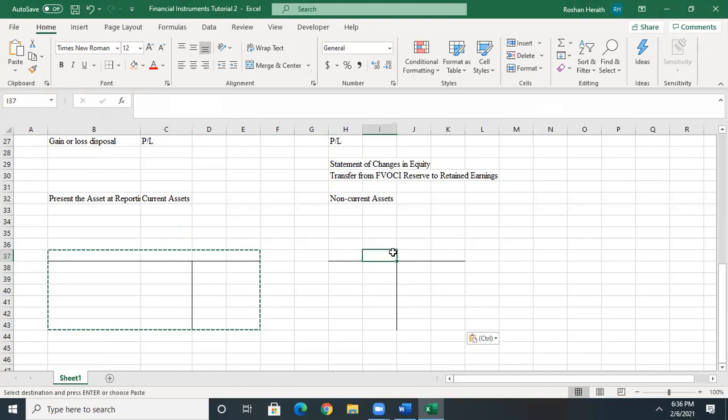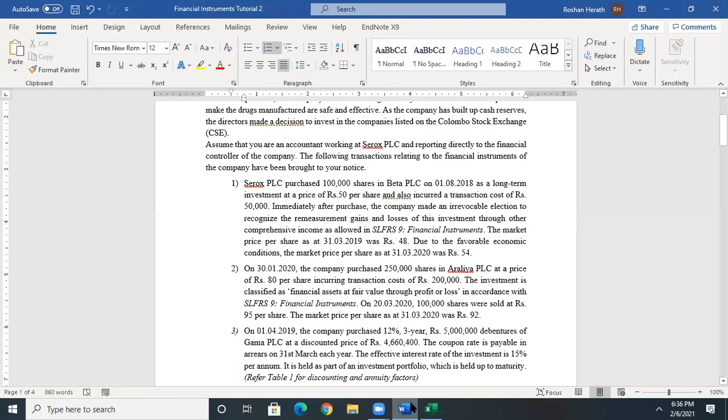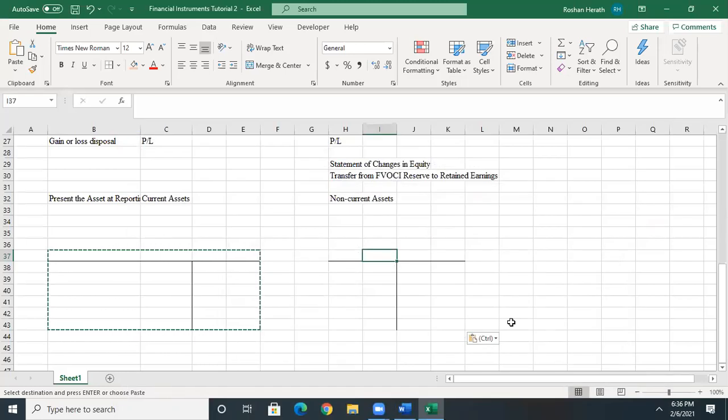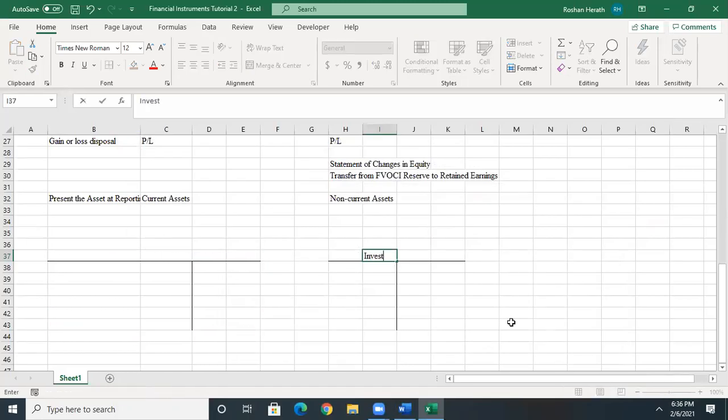Right. Then the first one, it's about investment in Beta PLC. Investment in shares. It's Beta PLC. So in the meantime, if you have any question, you may raise the question then and there, right?